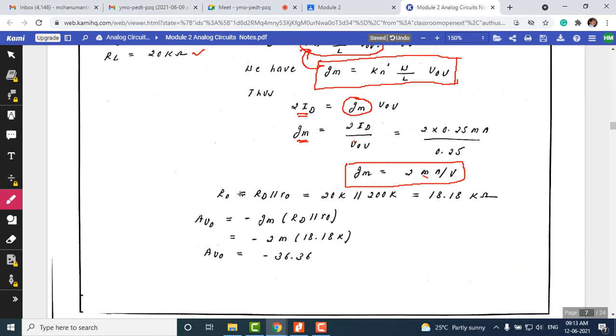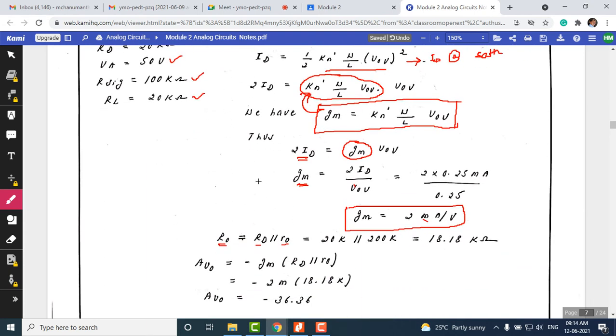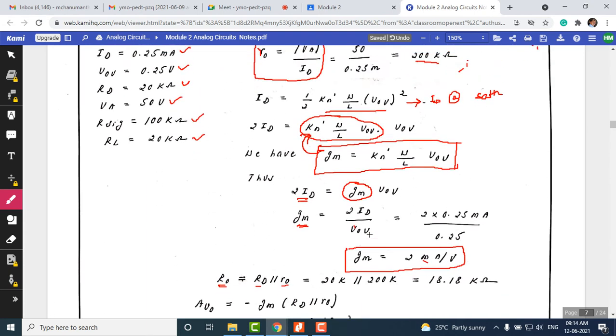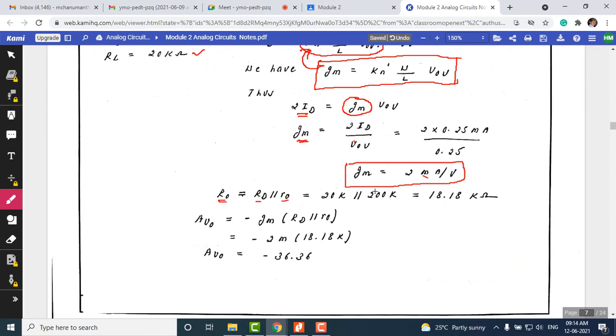Next is R naught. R naught is RD in parallel with small r naught. How do we get this? Look at the MOSFET equivalent circuit at the output side. These are the two resistances that are in parallel, and that is the output resistance of the common source amplifier. In this case, RD is given as 20 kilo ohm, just look at the given data, and small r naught we have estimated as 200 kilo ohm. So the total resistance is now 18.18 k.